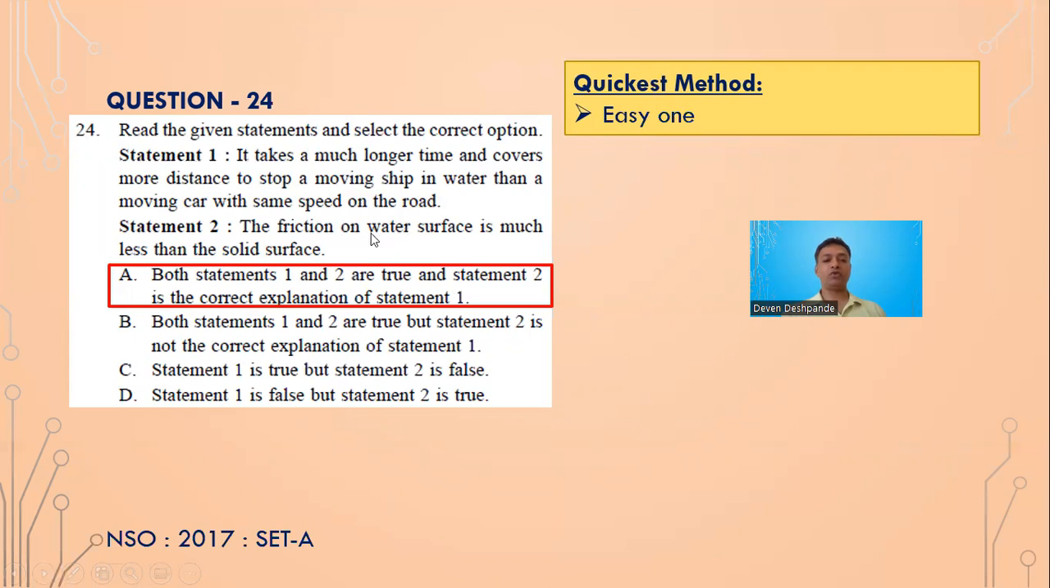If you try to stop a boat on water, it will not stop immediately. It will still go on for a few more feet. But if you want to stop a scooter or a car, if you brake hard, it may stop within a fraction of a second or within 1 second, because friction on a solid surface is much higher than on a water surface.